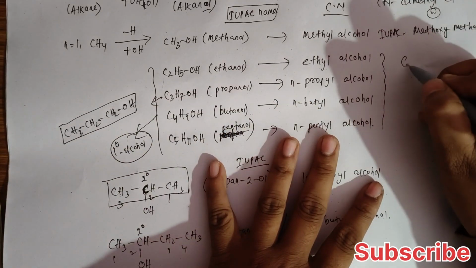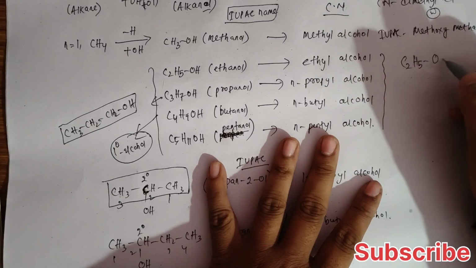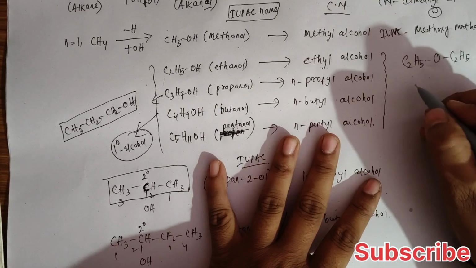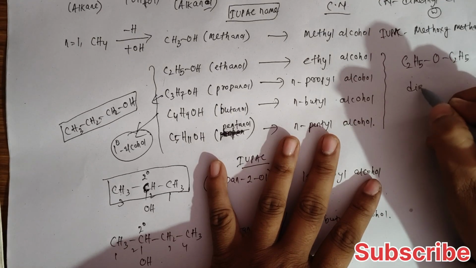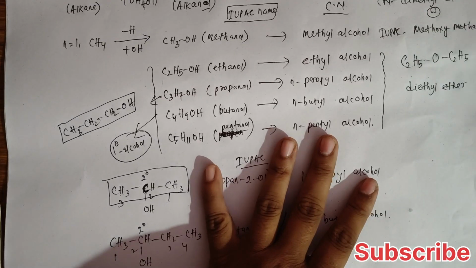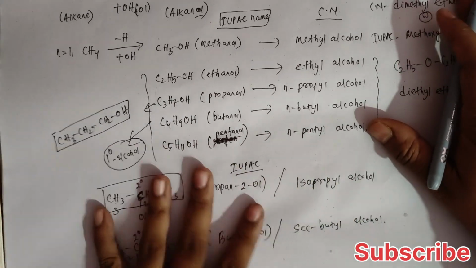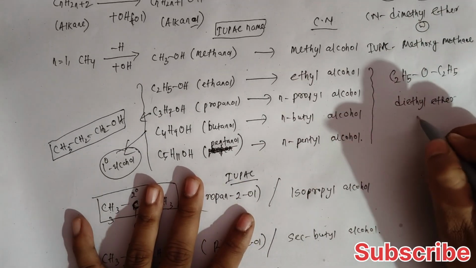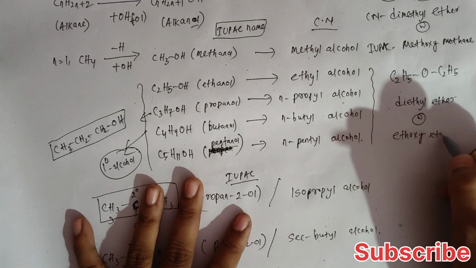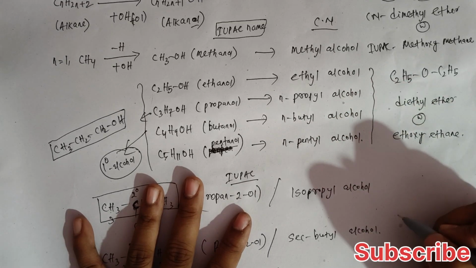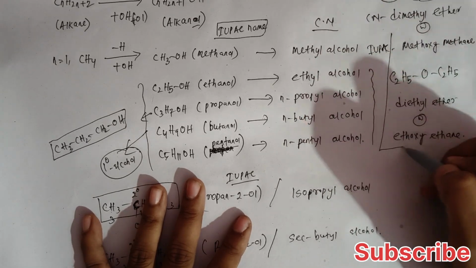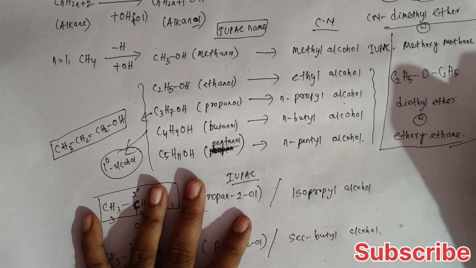Methoxymethane. If I write another example, C2H5OC2H5, then what will be its common name? Its common name is diethyl ether. Clear? Yes or no? Diethyl ether, or ethoxyethane. Very simple. Okay, these are all examples of simple ethers.